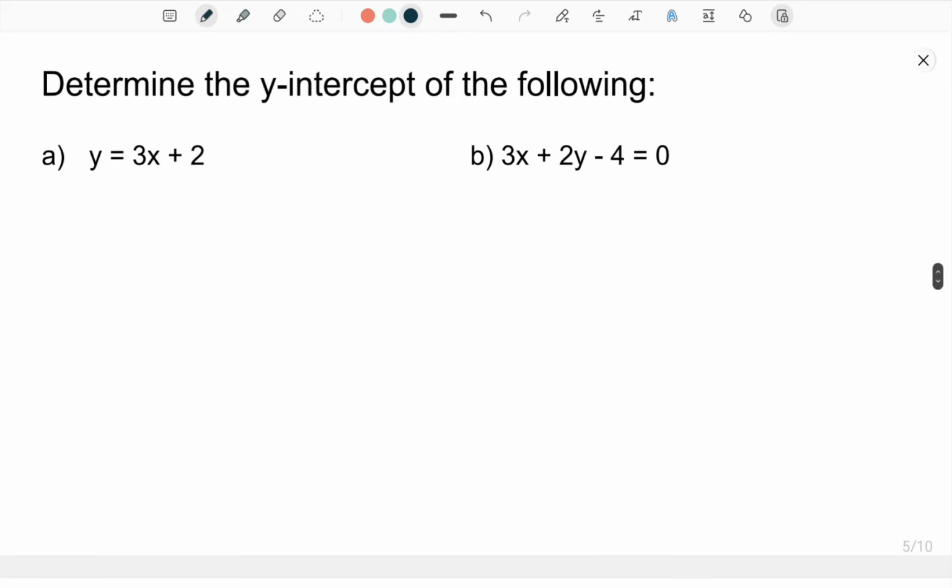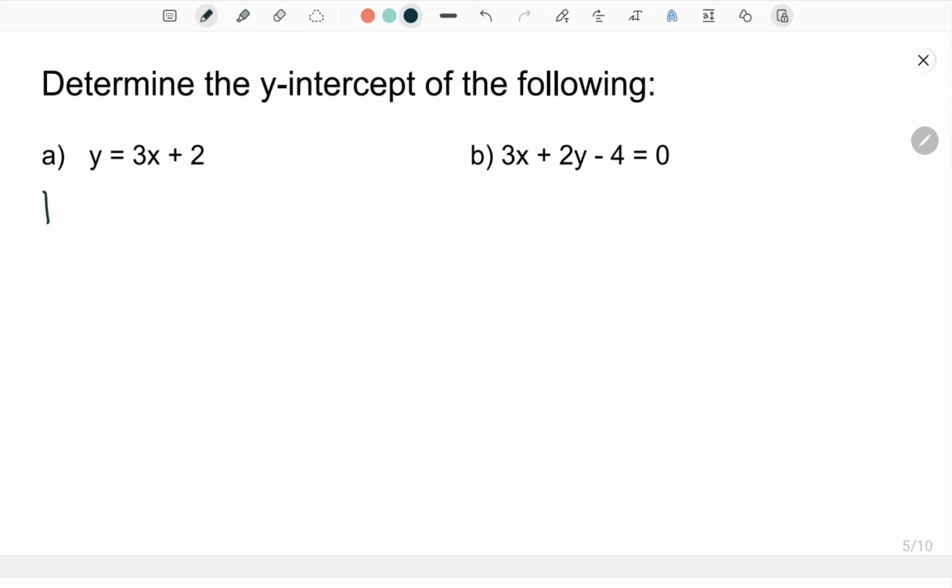Okay, so what if we have a bunch of equations written? How can we figure out the y-intercept? We don't have a picture of the graph. One method of finding the y-intercept is just simply graphing the equation. That works very well. But if we just have the equation, there is also another method.